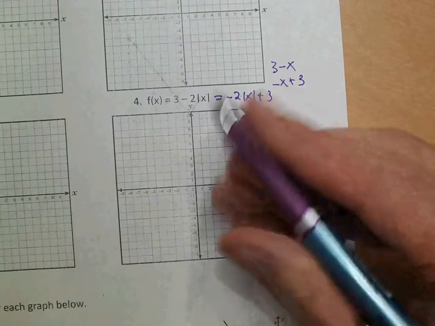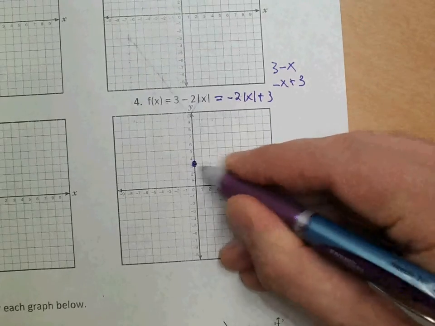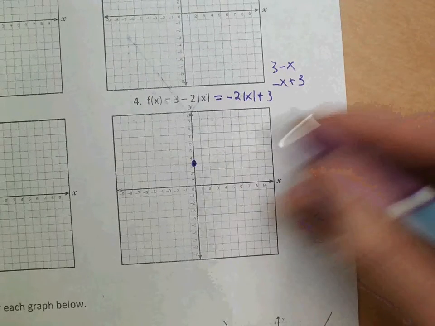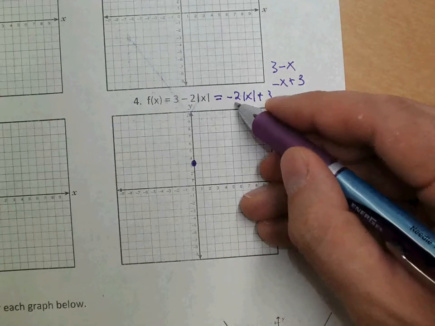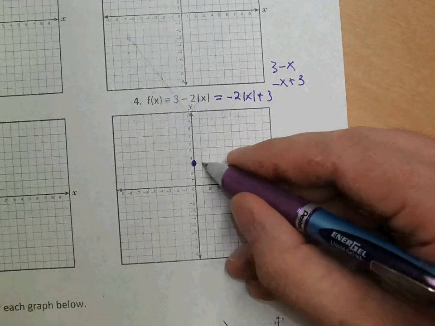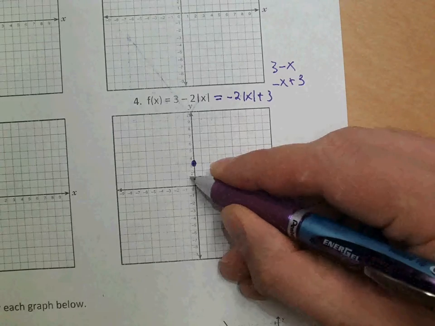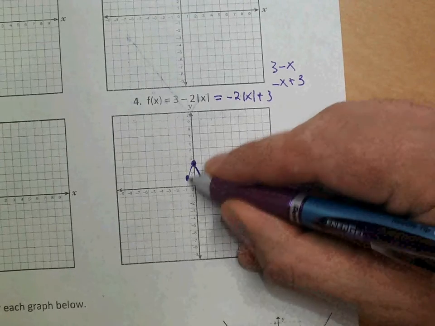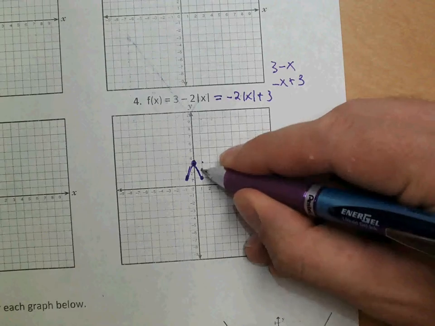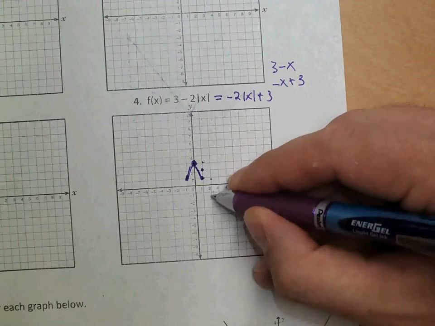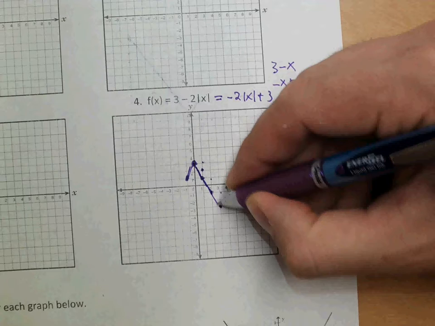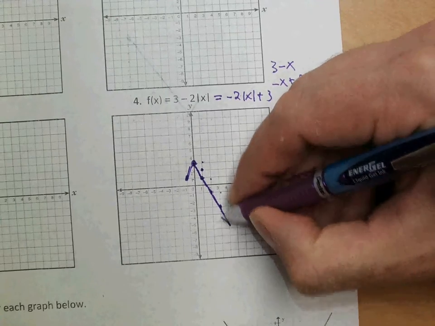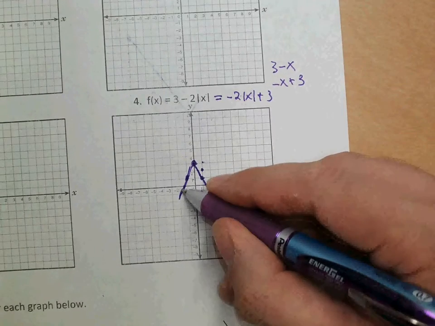And now it's pretty easy to see that it has a shift up by 3. And there is no shift left or right, so the vertex will be at 0, 3. This is a vertical stretch and a reflection. So the absolute value will be opening down, and instead of going over by 1, up by 1, it'll go over by 1, down by 2, over by 1, down by 2. It has a constant rate of change, and so we can treat it just like we would a linear from here on out.